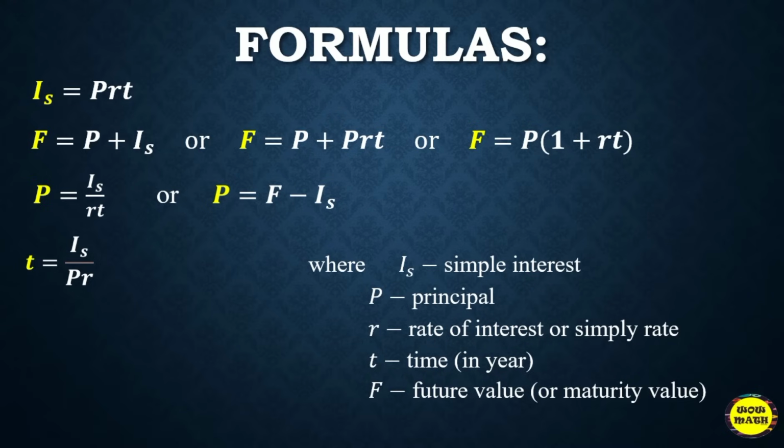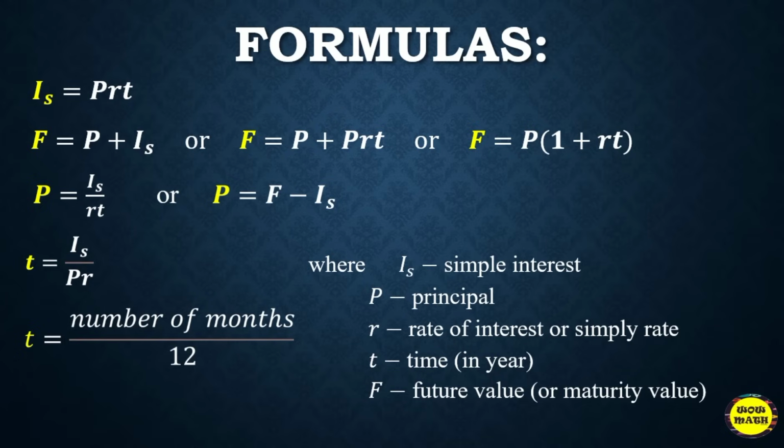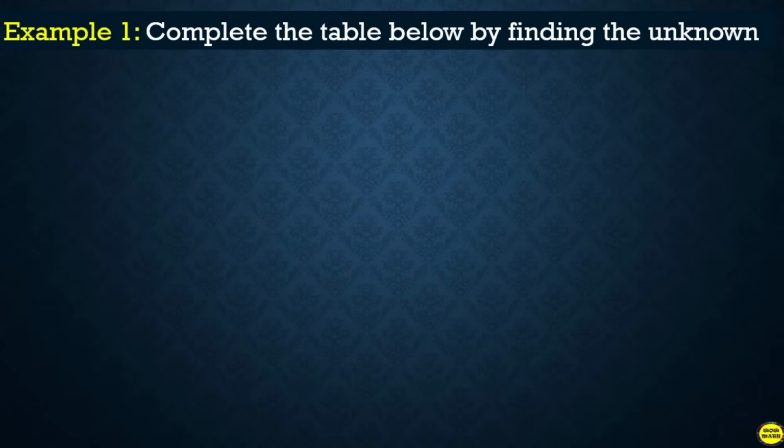Also, kung kukunin natin yung T or the time, that is I or the interest over principal amount times rate. Tandaan natin, kapag ang given is in months, kailangan natin i-convert into years, so i-divide lang natin sa 12. At kapag rate naman ang kukunin natin, that is I over PT, or interest over principal times T.